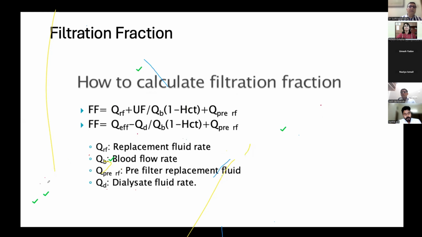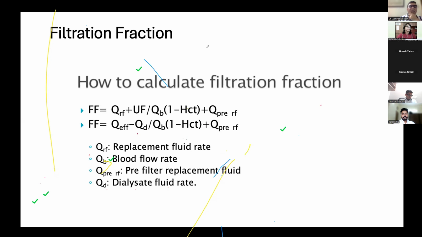Then coming to the filtration fraction, which is a very important calculative equation which has to be known to you. In the Baxter machine, it is inside the machine itself. It calculates by itself due to its algorithms. But in the Fresenius machine, it is not there, so it will probably be required to calculate it.